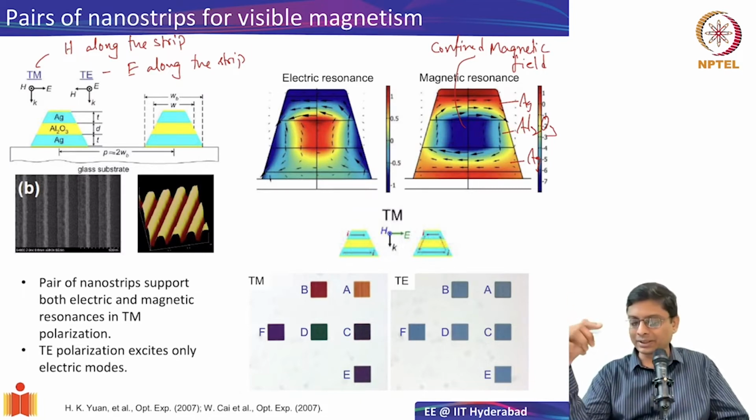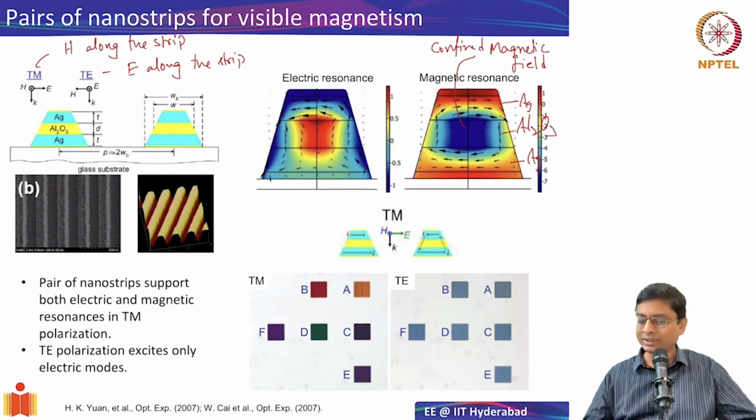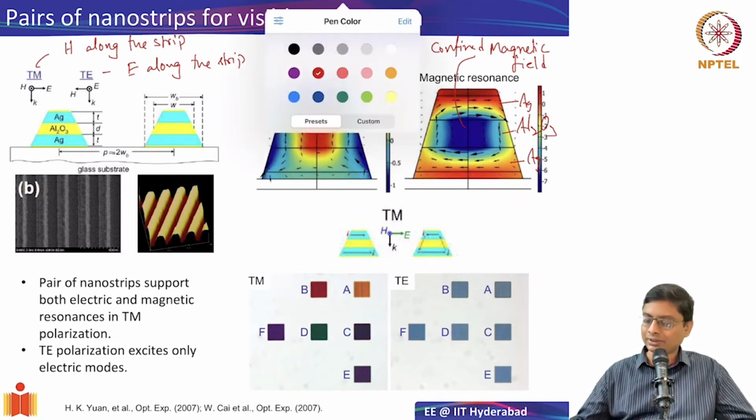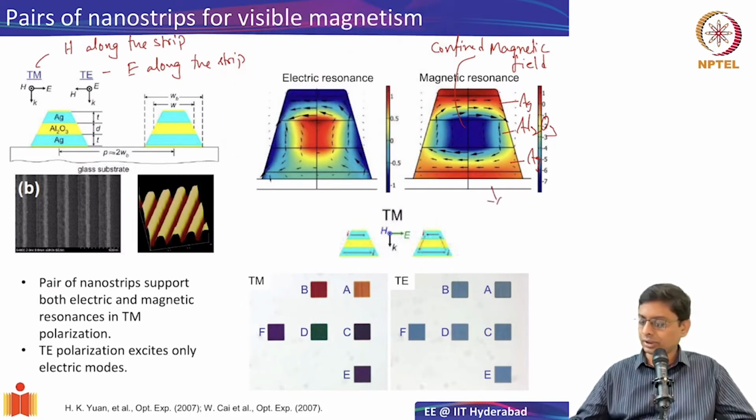So you have silver as two metals, and in between there is alumina, so this is a magnetic response. And when you have just electric field along the T, this occurs at one particular wavelength. Okay, sorry, occurs at a lambda depending on size parameters.